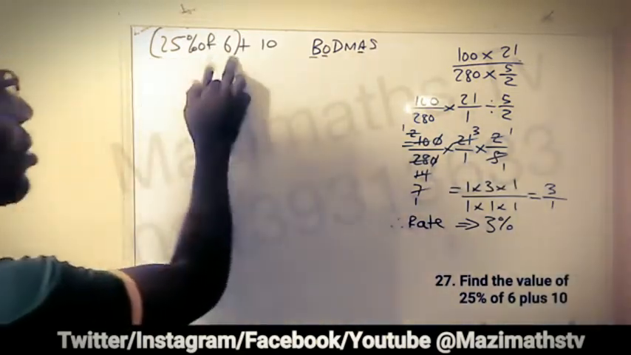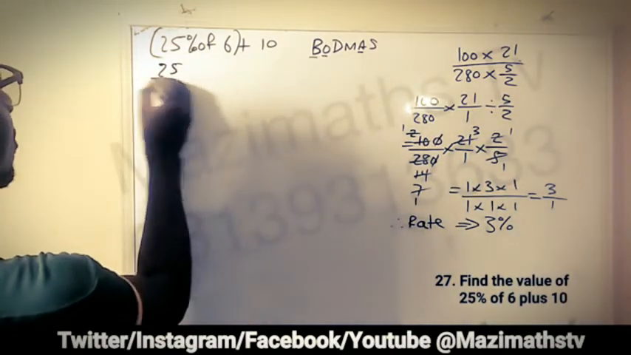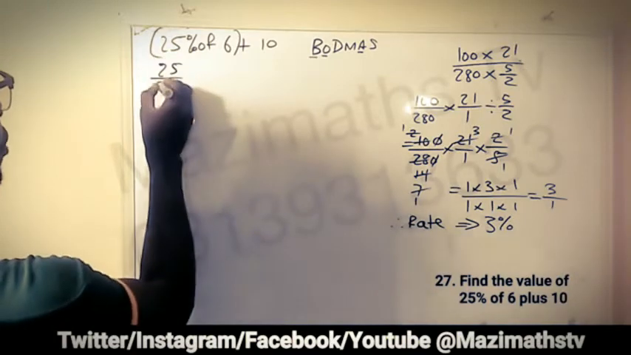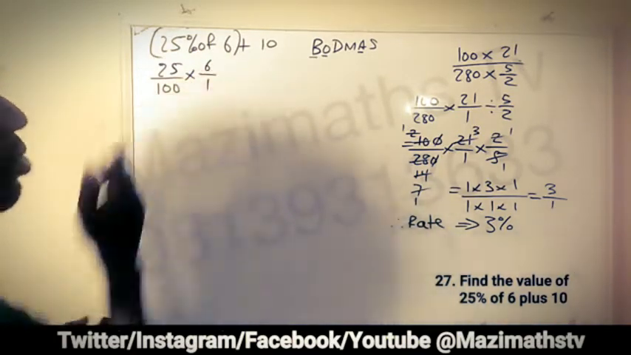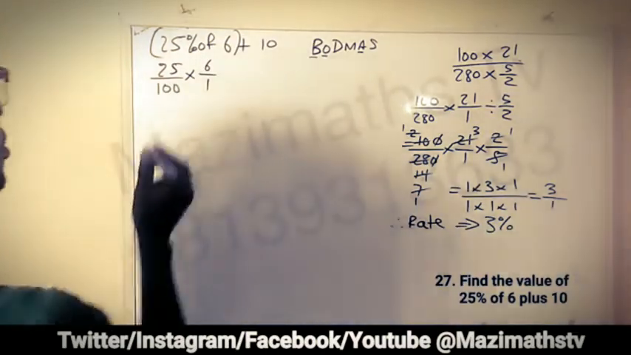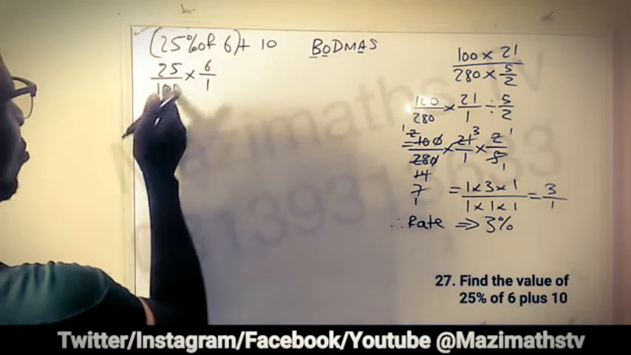Okay, so let's just calculate this one. Whatever we get, we add it to 10. Now let's go. This 25% is otherwise expressed as 25 over 100 of 6, and put 6 over 1 so that both can look alike. Now let's divide. 5 can divide this, 5 can divide this, okay? 2 can divide this, 2 can also divide this.